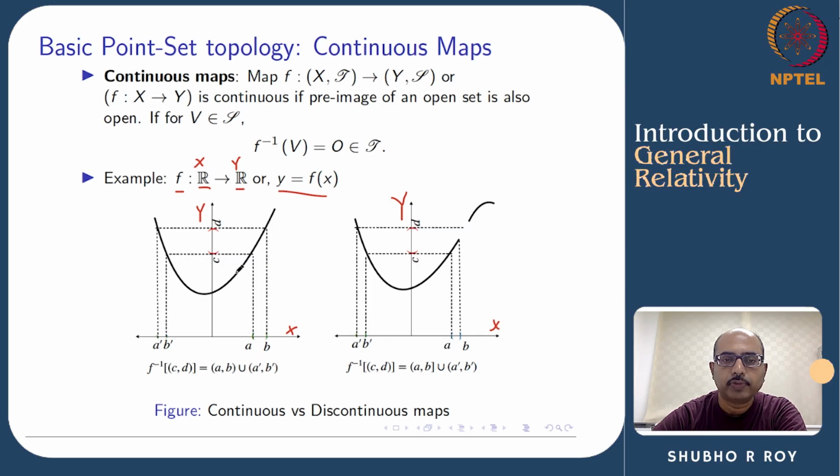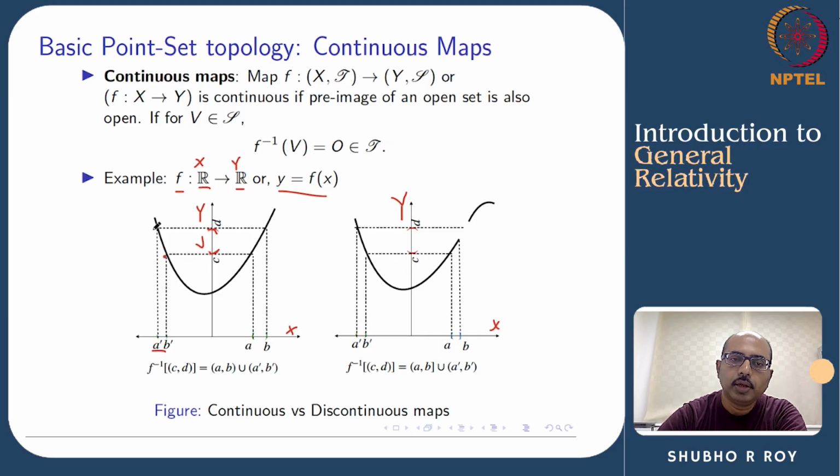The graph of the function is a continuous curve. Now let's take an open interval on the Y. So V is the open set here, which is given by this interval CD. And we can ask what is the pre-image of this. So we can see that C and D on the curve, when you land on the x-axis, you get this open interval AB and A prime B prime on the left side.